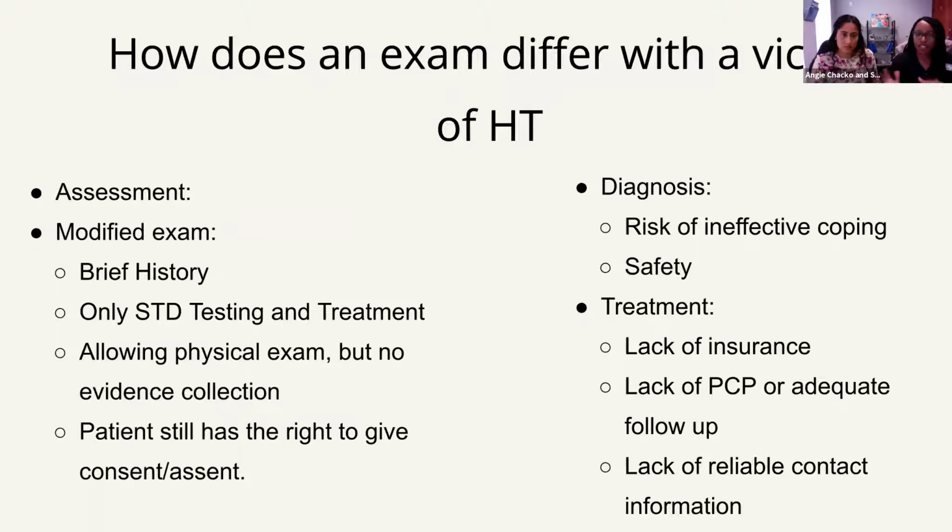So how does it look a little bit different? We do the assessment as normal, as much as we can, as long as the patient allows us to look at their body for any injuries. Then we move into what we call a modified exam. As we mentioned, they may not give us much in the history, so it's going to be a brief history. Sometimes they only want to tell you a little bit about what happened, and they just want testing and treatment. They don't want to do the evidence collection, which is part of our exam. I believe I forgot to mention that, but when we're doing the physical exam, as we're looking for injuries, we also do evidence collection if it's within the 120 hours.